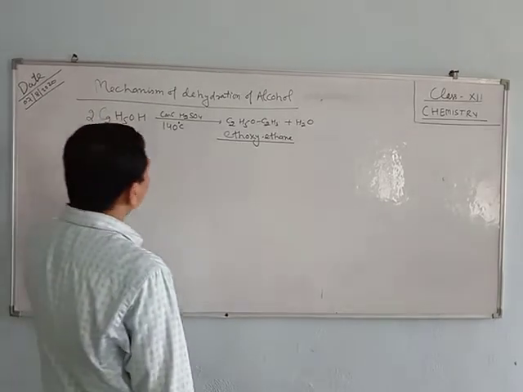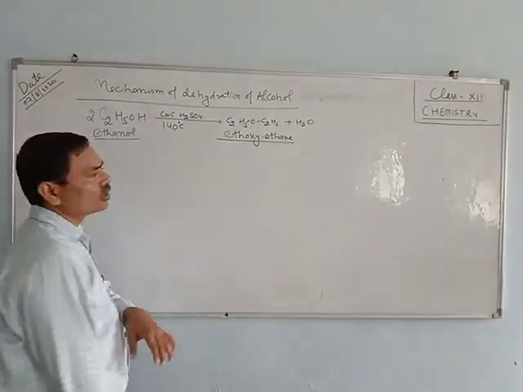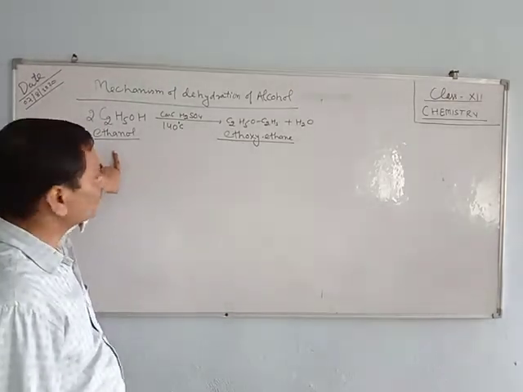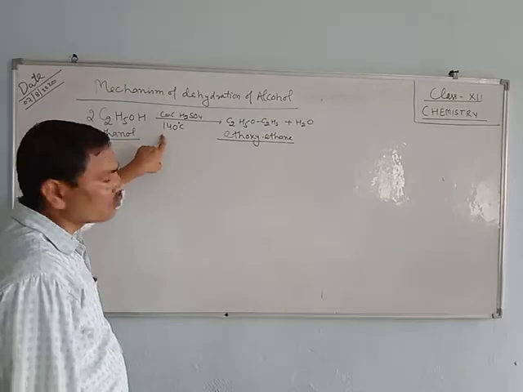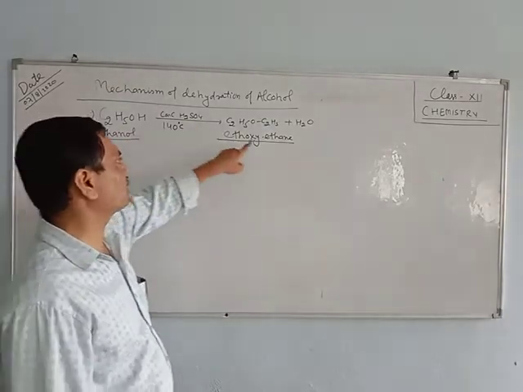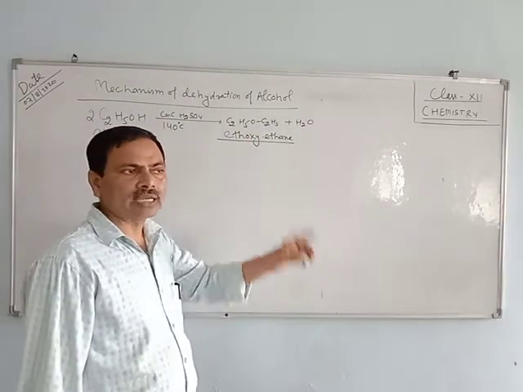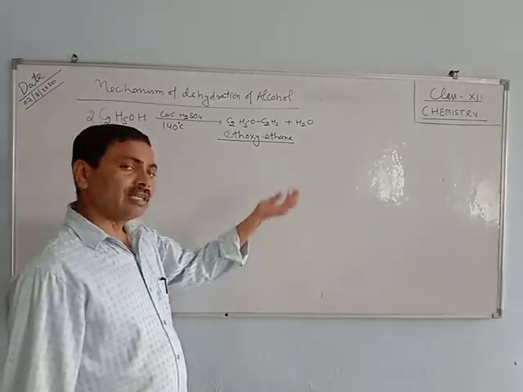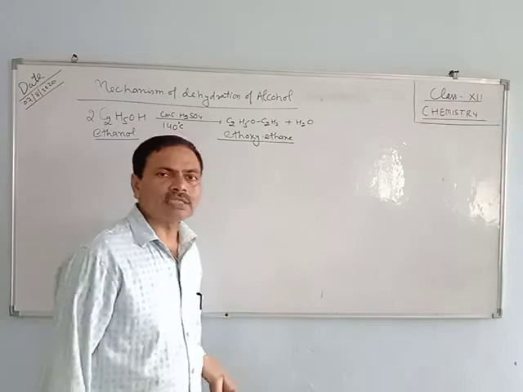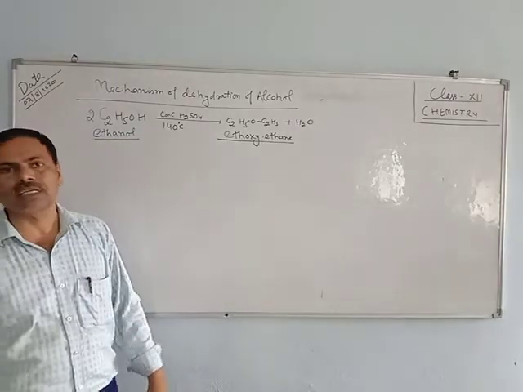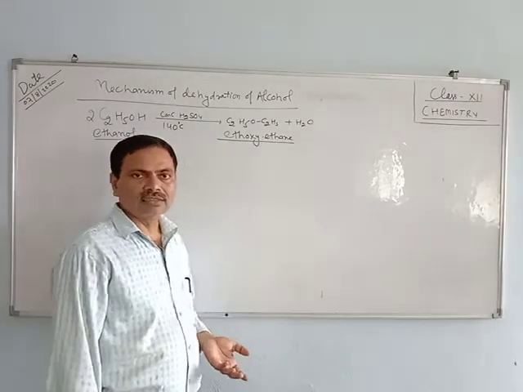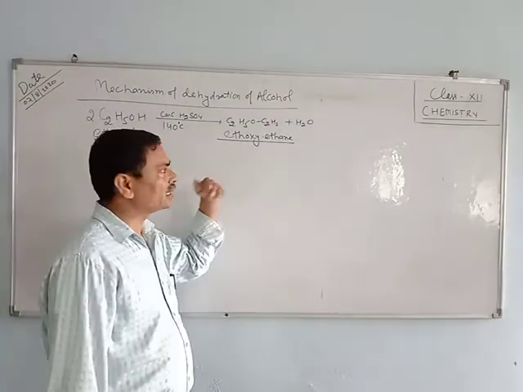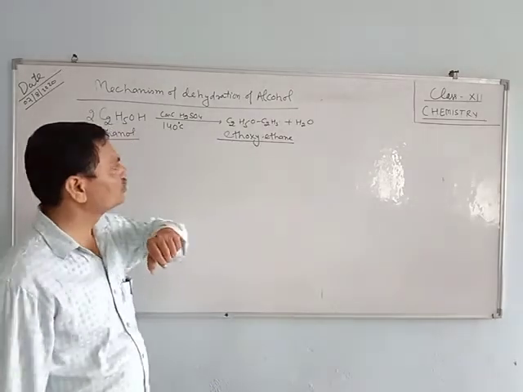Now we come to the next mechanism: dehydration of alcohol to form ether. When ethanol is treated with concentrated sulfuric acid at 140 degrees Celsius, it gives ethoxyethane, or you can say diethyl ether. When the reaction takes place at 160 to 170 degrees Celsius, it forms the alkene. When the reaction takes place at 140 degrees Celsius, it gives ether, that is ethoxyethane.